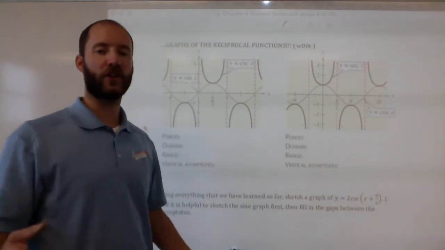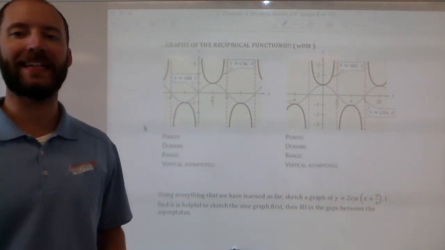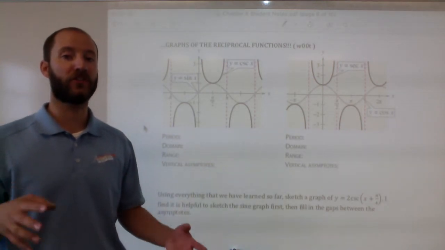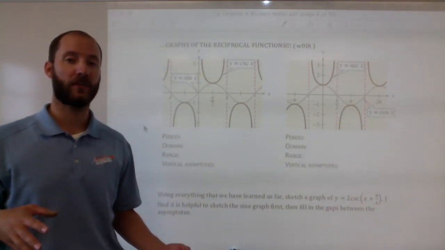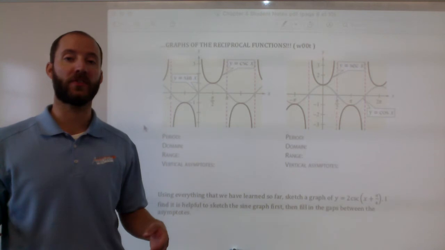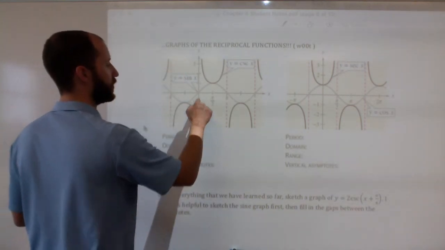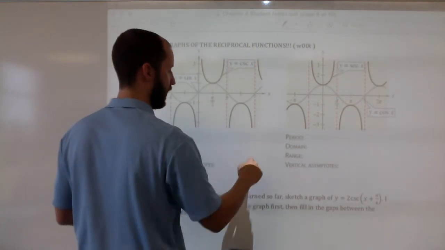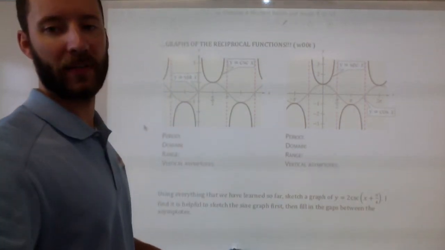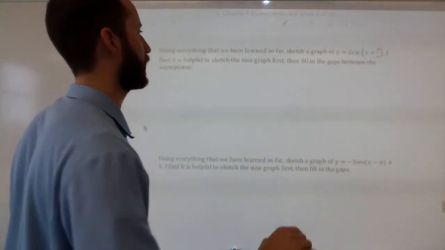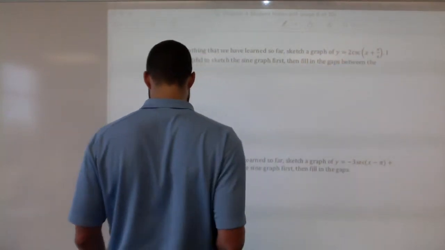So what I like to do for graphing cosecant and secant, I actually like to graph their reciprocal function first. I like to graph sine or cosine, and then I use that to just put in these little loops that we see. I'm going to walk you through that with one example of how I'd go about that. So we're going to look at a cosecant graph.